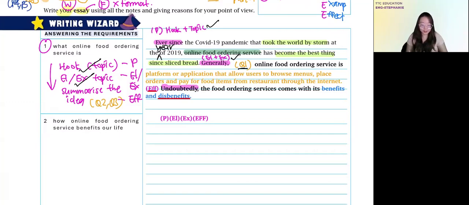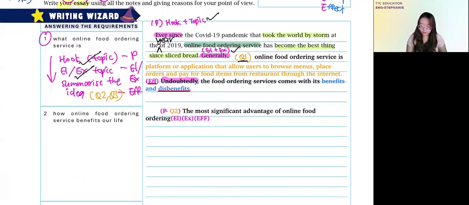So let's write this down first. So how online food ordering benefits our life, we talk about the advantages. So you can say the most significant advantage of online food ordering. Before that, let me show you. This one is your Q2. Food ordering, it's very good, Jingy, convenience.